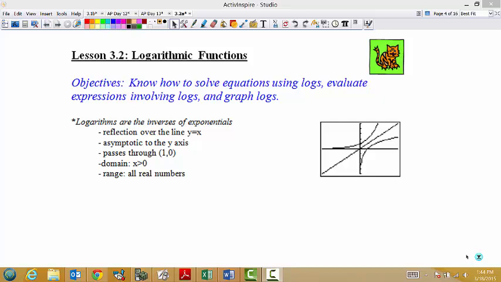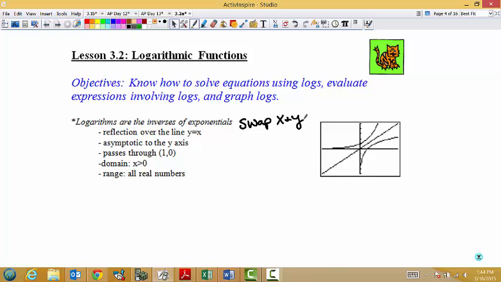This is 3-2. Now we're moving on to logarithmic functions. A logarithmic function, first of all, is the inverse of an exponential. And I'm going to start out by going back through the Algebra 2 stuff that you should have learned last year. A log is the inverse of an exponential. And we talked about what an inverse was earlier on in the year. To find an inverse, you swap x and y.